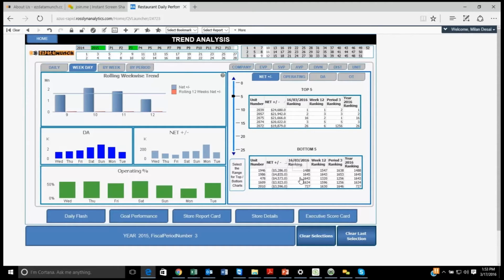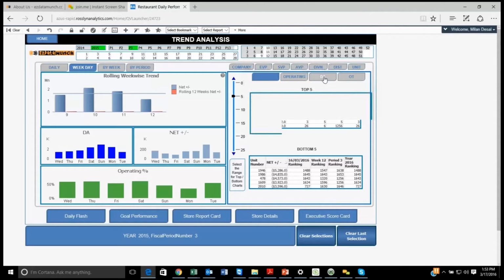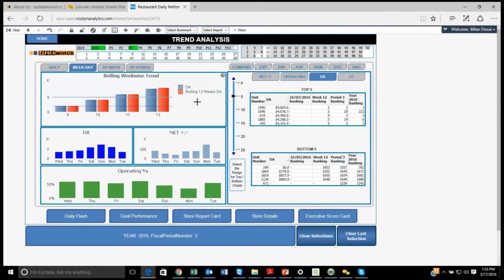So you are looking at consistently whether the store is performing, whether it is improving, and whether things are getting better or worse. I think that's the important part here. You're looking at the current period's DA versus the rolling 12 weeks of DA, so again, data from what's happening right now and what has really happened on a rolling basis. And as with most restaurant chains, you're always going to see your daily average jump over the weekend and come back down during the weekdays. That's very typical of most restaurant chains.